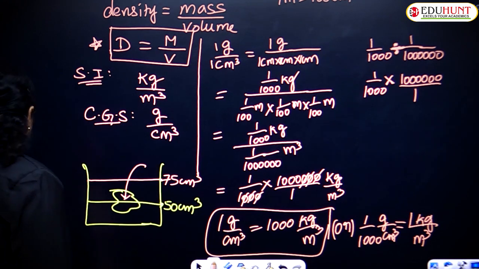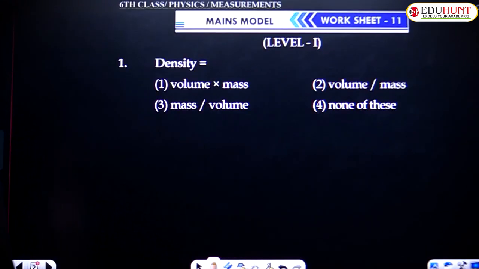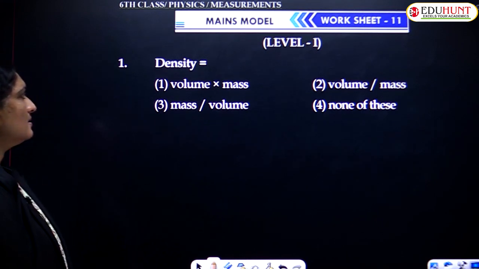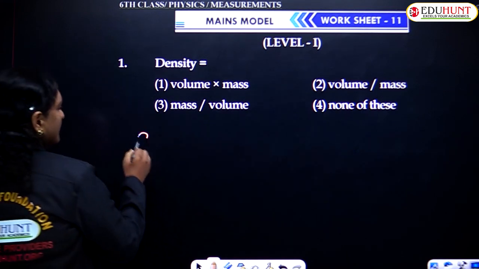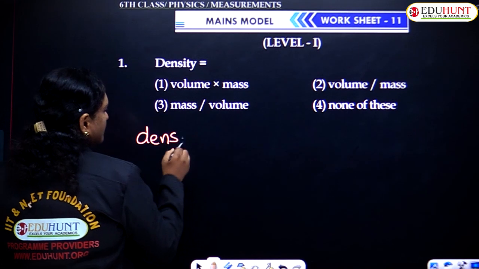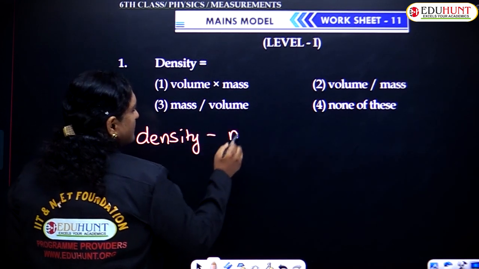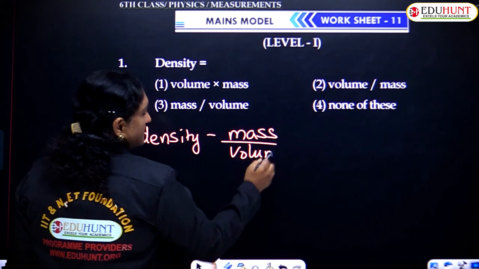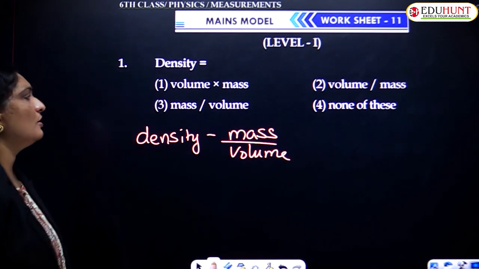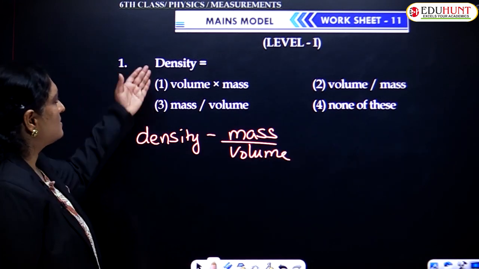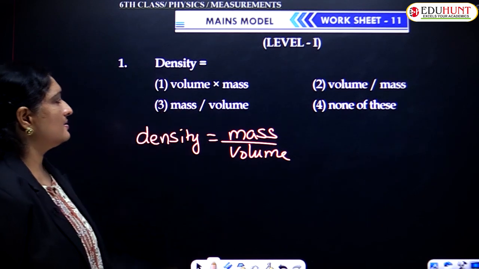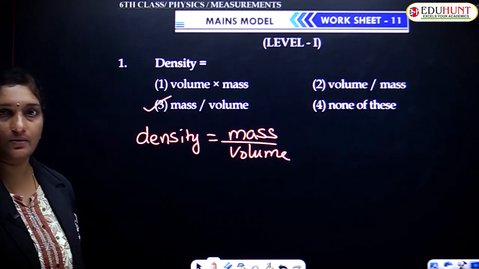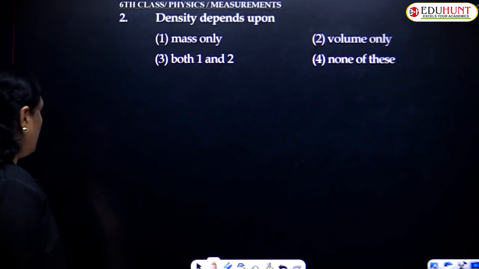Okay, so moving ahead, children. First numerical, density. As I told you, density is defined as mass by volume. The mass per unit volume is called density. So here is your correct answer: mass by volume is called your density. Okay. Next.